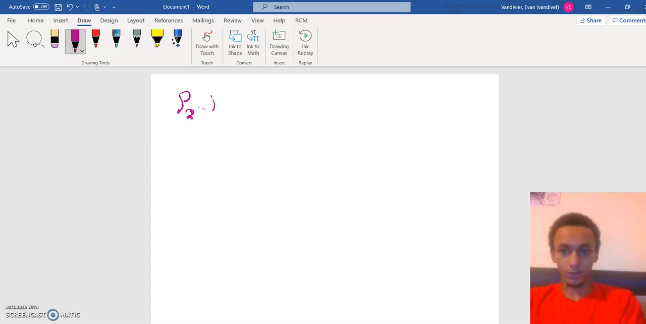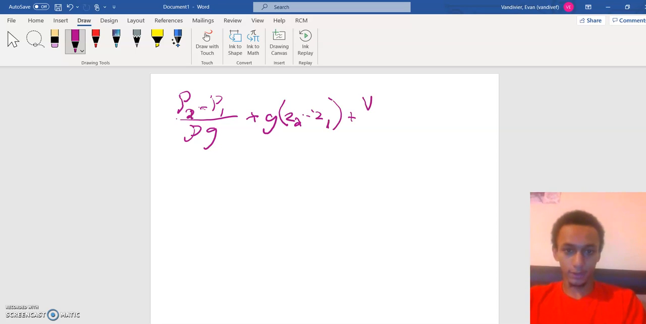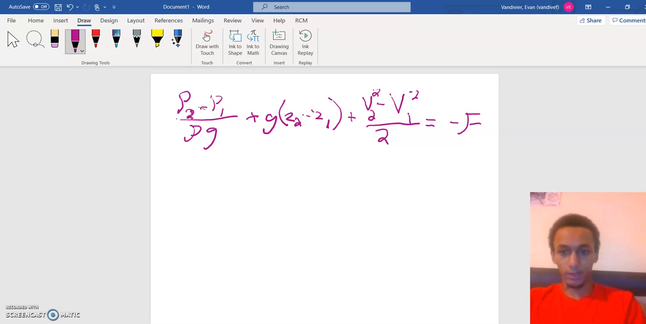P2 minus P1, so drop in pressure, over rho G, plus gravity, change in elevation or position, and the change in velocity. And I don't remember, pretty sure this is over 2. And it's going to be equal to the negative frictional force. So to make this simpler, we're going to just divide everything by G. There shouldn't have actually been a G there, but it won't matter.